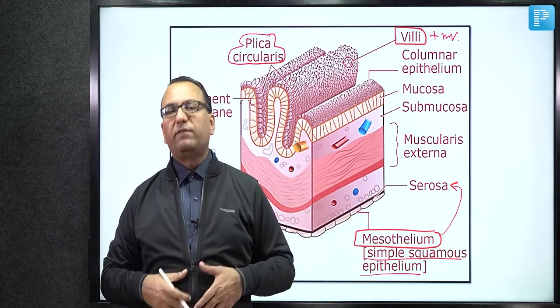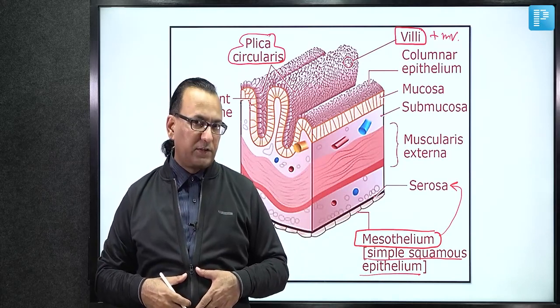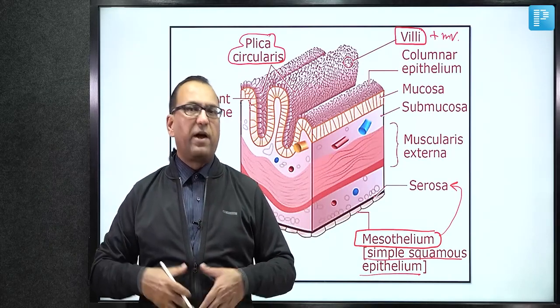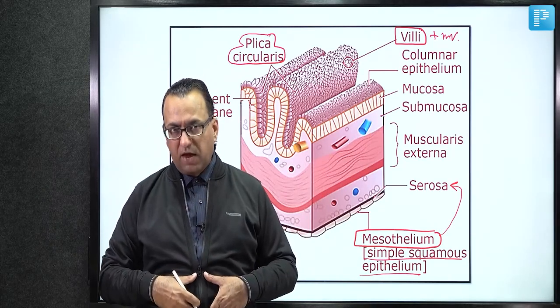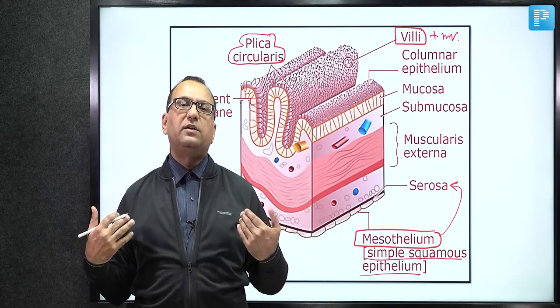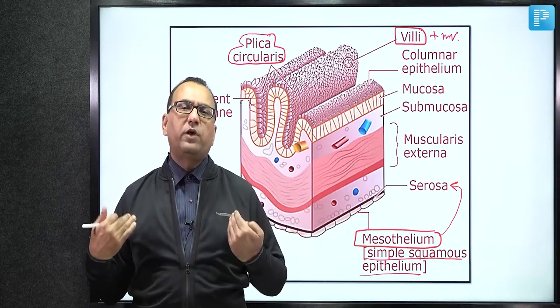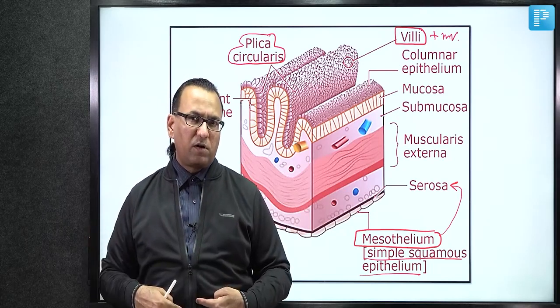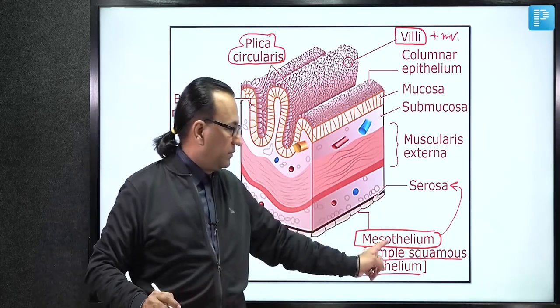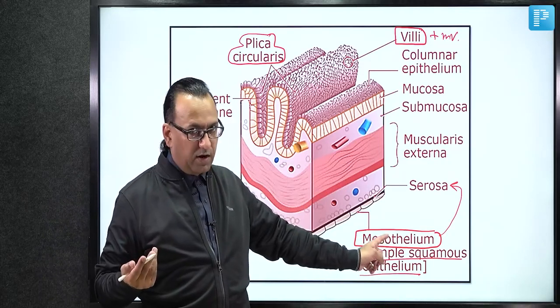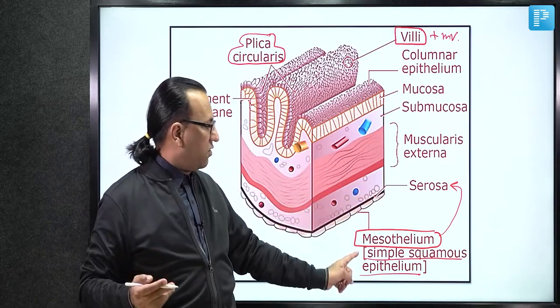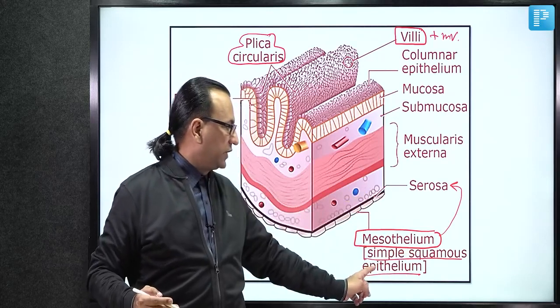So we know there are 3 cavities having their own membranes. If it is the gut cavity, the peritoneal cavity, you have the peritoneum. If it is a pleural cavity, you have the pleura. In the pericardial cavity, you have the pericardium. Now, pericardium or the pleura or peritoneum, they are all considered under the mesothelium. And whether it is the pleura or pericardium or the peritoneum, they are all lined by simple squamous epithelium.